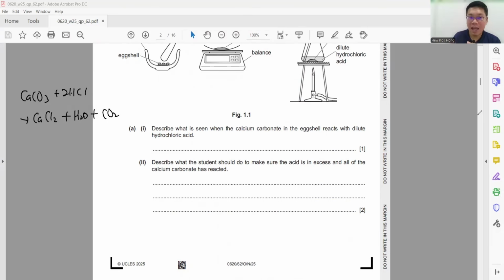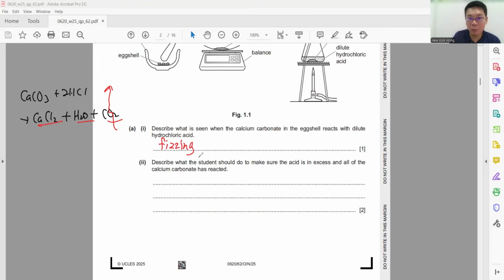So after we know this, part A1 asks: describe what is seen when the calcium carbonate in the eggshell reacts with dilute hydrochloric acid. So what can you see? The gas is formed, so you can say it's effervescence or fizzing.